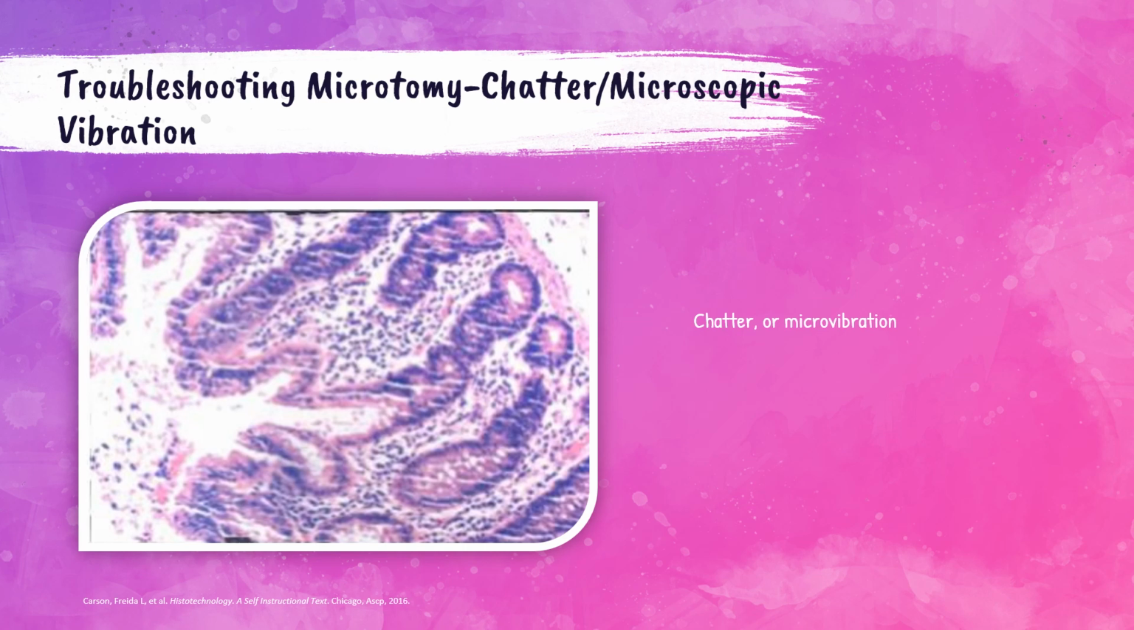This photo shows what chatter or microvibration looks like in a tissue section. Again, this most often is caused from the tissue being over dehydrated, which is an error in the processing step. So if you see here, there are white lines that go all the way across the tissue, right? That's the chatter, the microvibration.